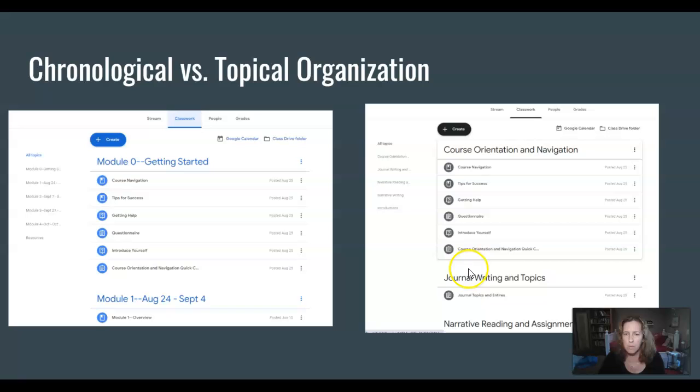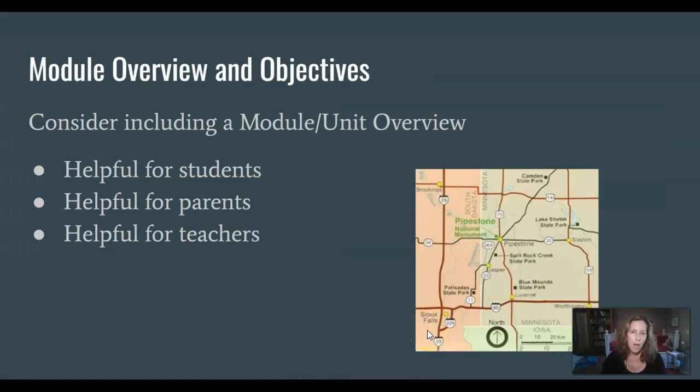This one is organized a bit more on the right by topic, and so again, I may have course orientation and navigation, but then in my English class I might have journal writing and topics, I might have narrative reading, narrative writing, and so forth, depending on how I want to structure my class. Okay, I mentioned module overview and objectives earlier, and so that's really helpful, I think, to just say what it is you hope your students are going to get out of that module or unit.